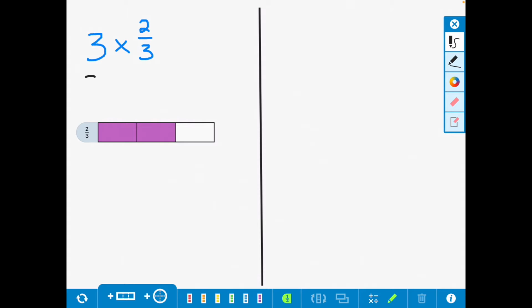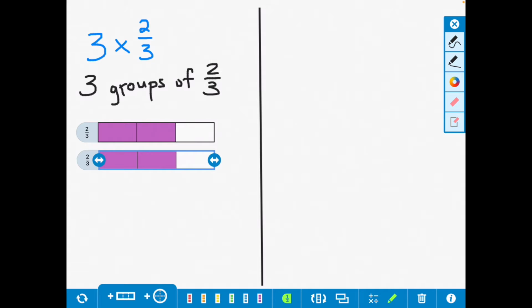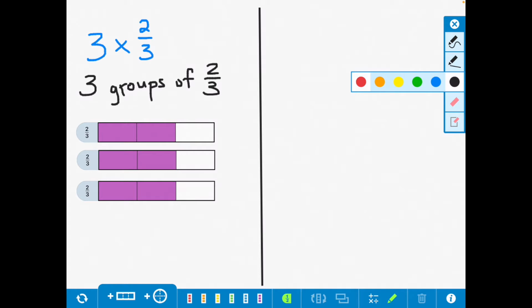Remembering that we could call this 3 whole groups, because that's a whole number, 3 groups of 2/3. So right now I have one group of 2/3. Now I'm going to copy and duplicate it. Now I have 2 groups of 2/3. Now I have 3 groups of 2/3. So if I wanted to say now how much I have all together, I can count them.